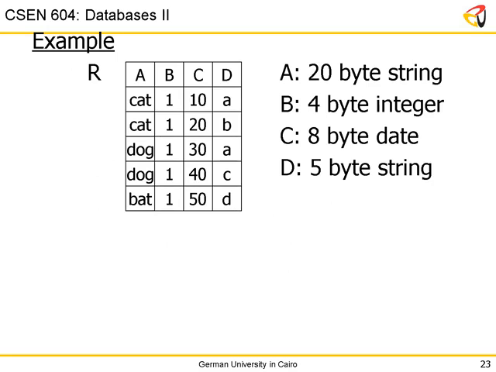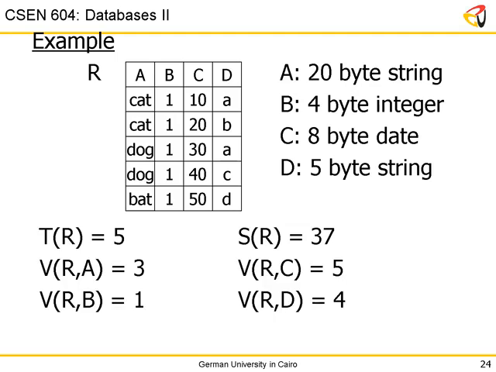So let's see an example. I have here a naive table R that has 4 columns, A, B, C, and D, and this is the content inside each column. Now, the T of R, or the number of rows in the table, is 5. The number of unique values in each one of the columns is written over here.